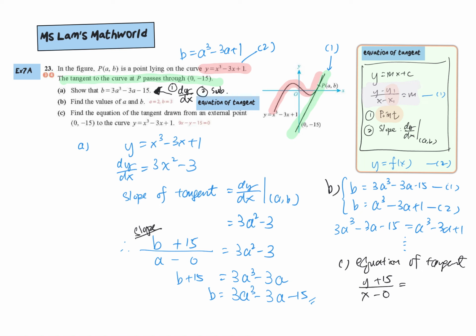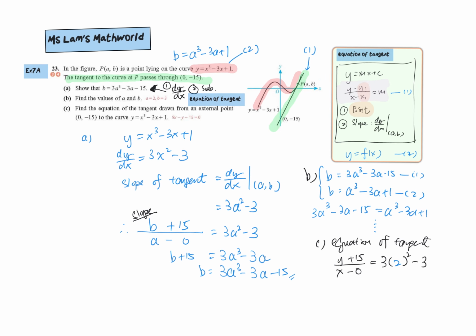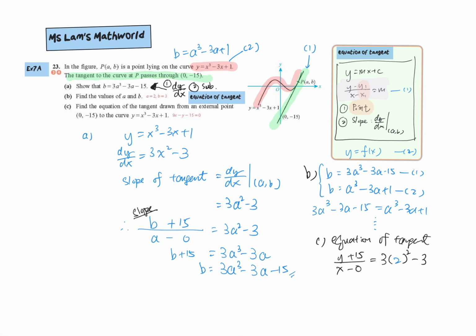Then we just copy the slope, 3a squared minus 3. So a is equal to 2. Copy from here. Remember this is the slope of tangent, right? These two are the same. So y plus 15 equals 9x. So 9x minus y minus 15 is equal to 0. So that's the answer.